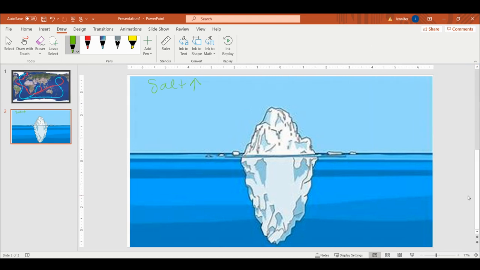So the salt concentration of the water is going to increase. And because it's up in the Arctic, we know that the temperature is going to decrease. So what's that going to do? Well, it's going to change the density of the water. It's going to increase the density. And with that increase in density, the water is going to sink, okay? Because just think about it, it's got more mass per liter. So it's heavier and it's going to sink.